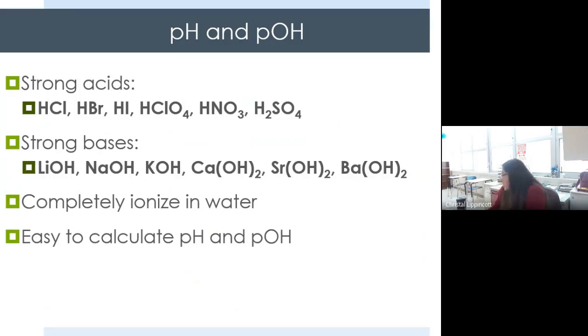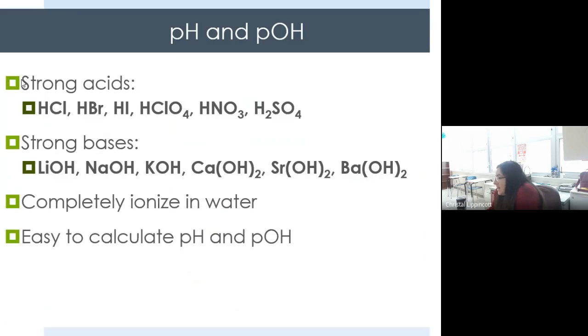Okay. So there is a difference between a strong acid and a strong base and a concentrated acid or base. A strong acid and base can be dilute enough that it doesn't hurt you. And a weak acid or base can be concentrated enough to where it does hurt you. So just keep that in mind. There's a difference between that.